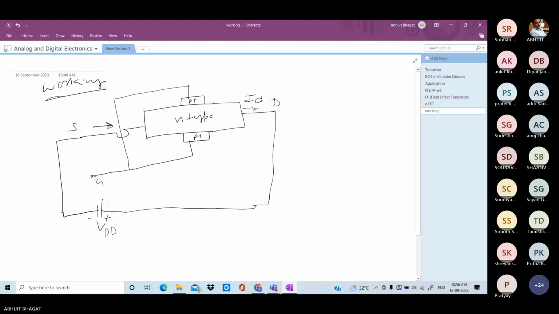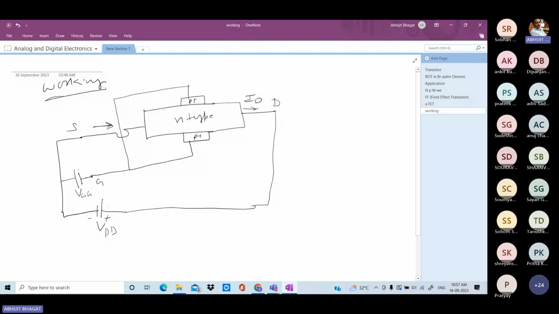Now, how does the gate terminal have an effect? This gate terminal is always reverse biased. This gate terminal is connected with the P-type region. It is reverse biased, meaning it is connected with which polarity? It is connected with reverse bias, so negative polarity. Suppose this VGG is the gate voltage and this reverse voltage is given to the gate terminal. Now, what is the effect here?